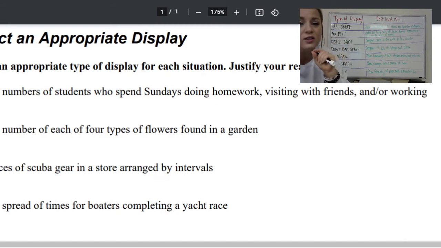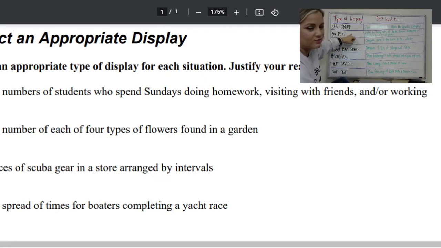Let's look. Okay, so we're looking for the price of scuba gear in a store, and they have it arranged in intervals. Okay, probably like, this set is like $0 to $100. This is 100 to 200. So the intervals will be hundreds. I don't really know. I've never bought scuba gear, so I can't speak on that. All right, so a bar graph. Show the number of items in specific categories. No, we're showing the prices in a store arranged in intervals.